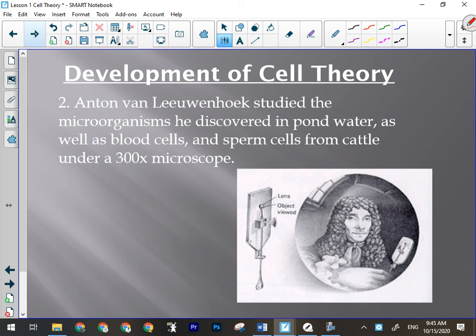So he looked at things that were swimming around in the pond water. He looked at blood cells. He looked at sperm cells. I don't know how he got sperm cells from a bull. He was obviously very brave. I would have to think that would be somewhat risky. But he looked at them, and his microscope could magnify up to 300 times. The microscopes we use can magnify up to 400 times. So, pretty good. He had pretty good equipment.